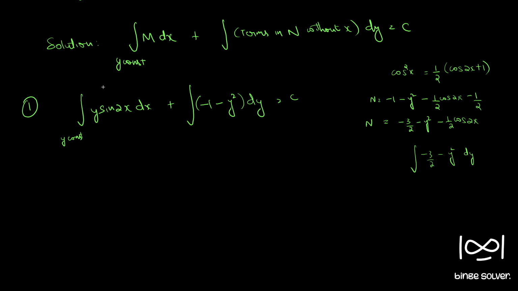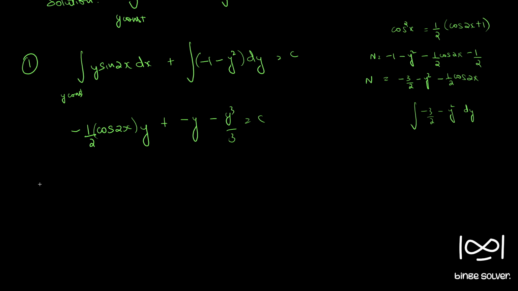So since y is a constant, integral of sin 2x gives minus 1/2 cos 2x, so y into minus 1/2 cos 2x, plus, here it is minus y minus y³/3, equal to c. Or if we throughout multiply by minus 6, we have 3y cos 2x plus 6y plus 2y³ equal to another constant c1, where c1 equal to minus 6c. So we get our answer like this.